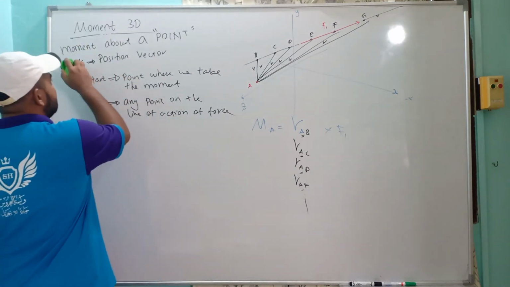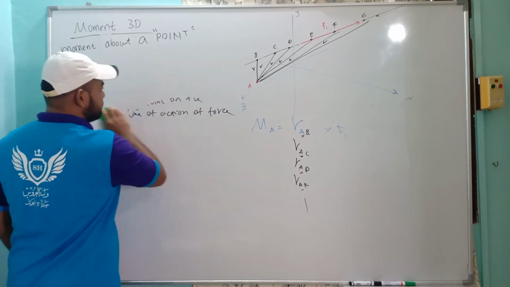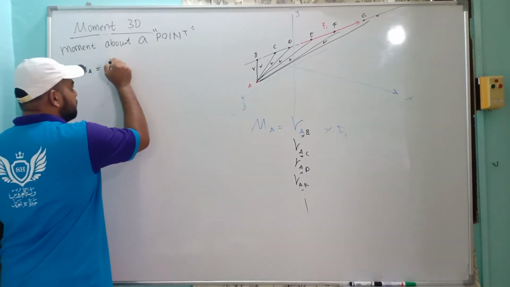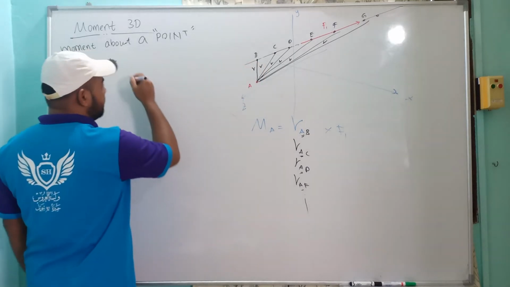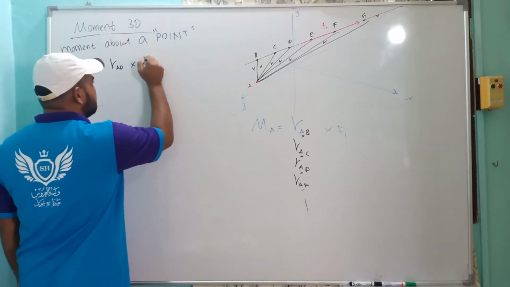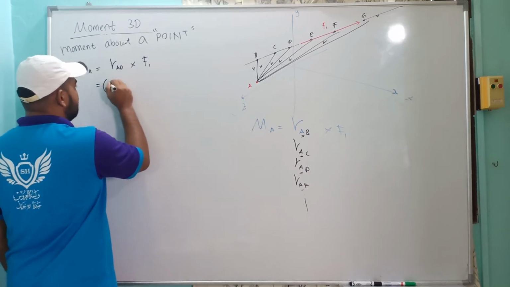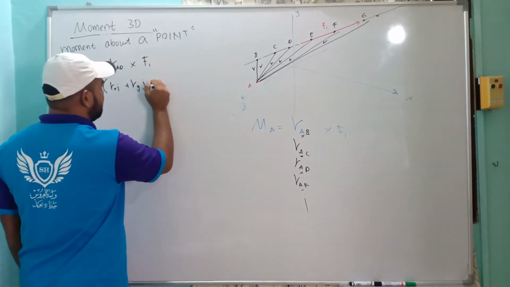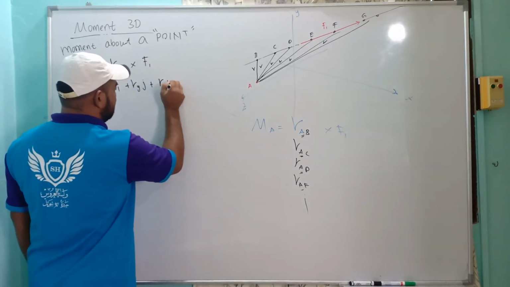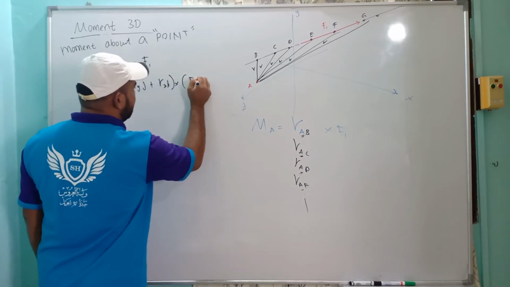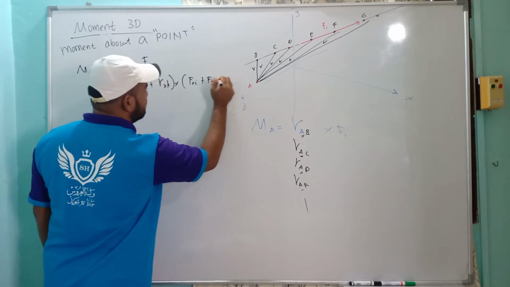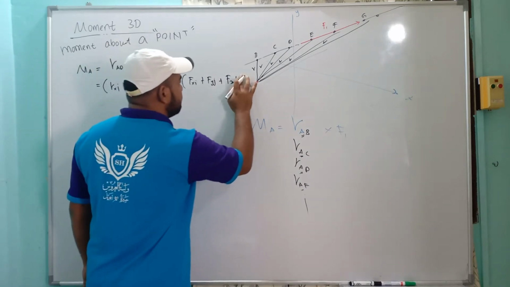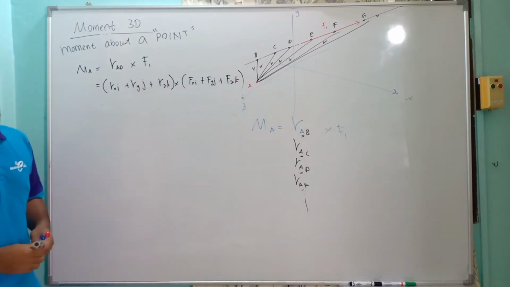Okay, so R position vector, this is done. So let's say we want to take the moment about point A equal to R, choose one of it, maybe RAD cross F1. So RAD equal to RXI plus RYJ plus RZK, and then we cross FXI plus FYJ plus FZK.